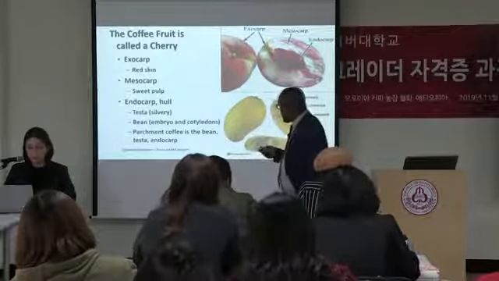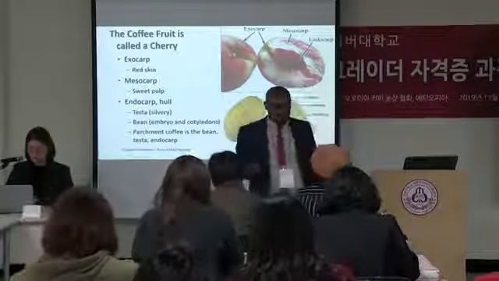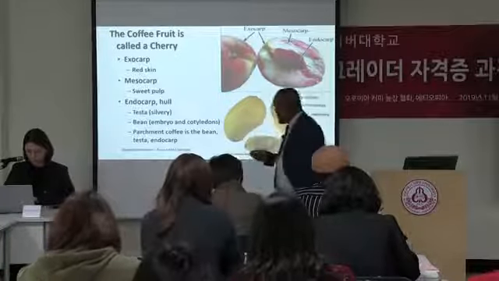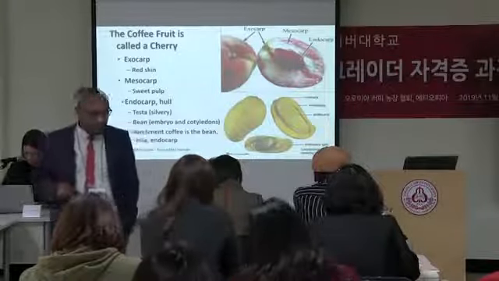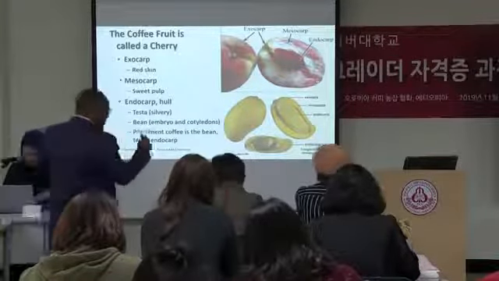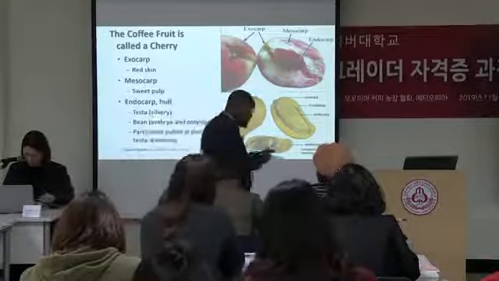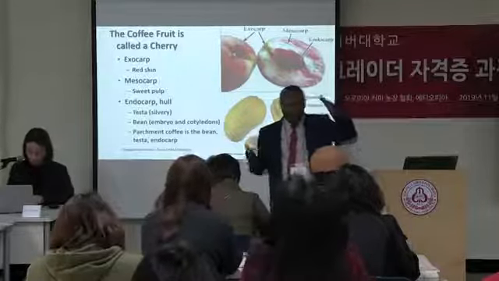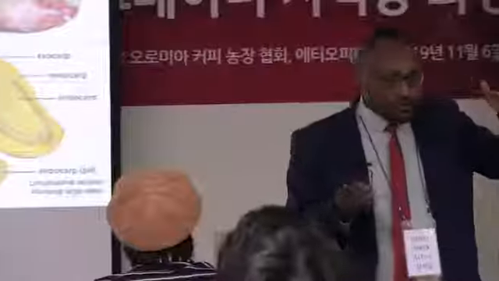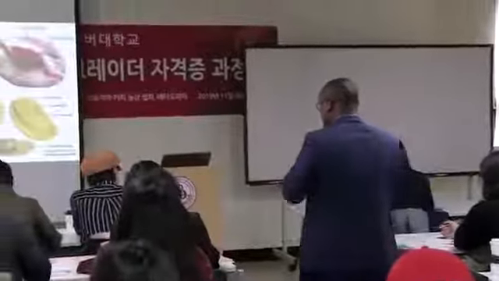The mesocarp is the middle or the sweet pulp, the mucilage, and the endocarp is the inner. The most inner part is endocarp. So we have three covers: the exocarp, the mesocarp, and the endocarp. These are three layers of the coffee fruit. Just to get your bean, to get the seed of the coffee, you must pass first exocarp, second mesocarp, third endocarp. These are the three layers or covers of coffee fruit.